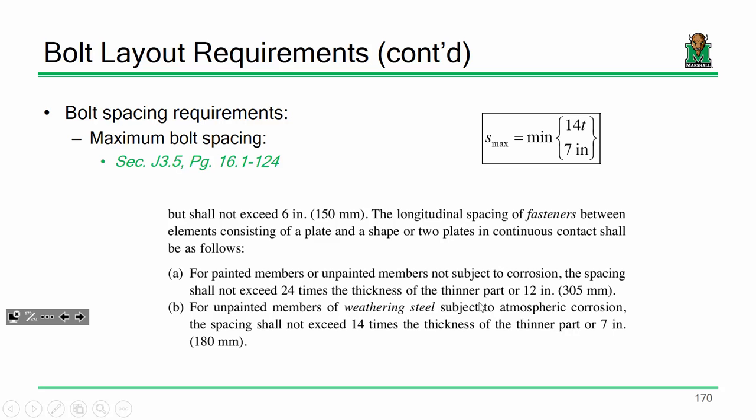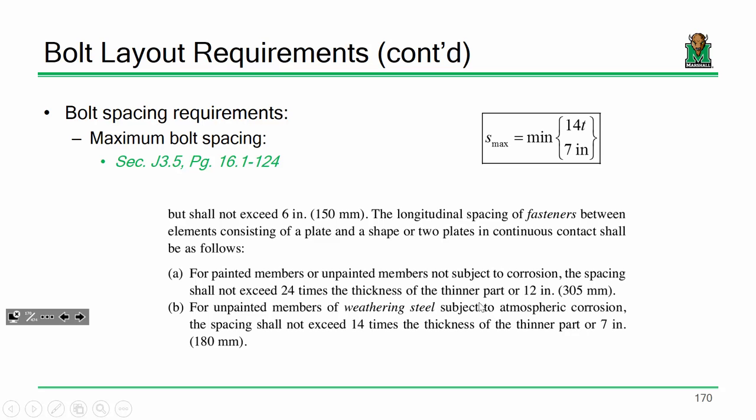So I'm on the bottom right here under this table, what is it, J35M? Does everybody see that? Okay, good. All right, so read this out, and it says, okay, longitudinal spacing of fasteners between elements consisting of a plate and a shape or two plates in continuous contact shall be as follows. If you notice, there's two limits, okay? One of those limits is associated with painted members, and one of them is associated with members that aren't painted, okay? And if you notice, if you read into it, so painted members, spacing's either 24 times the thickness or 12 inches. For unpainted members, it's either 14 times the thickness or 7 inches.